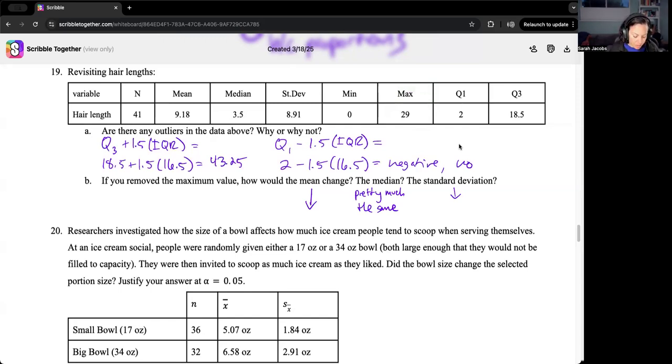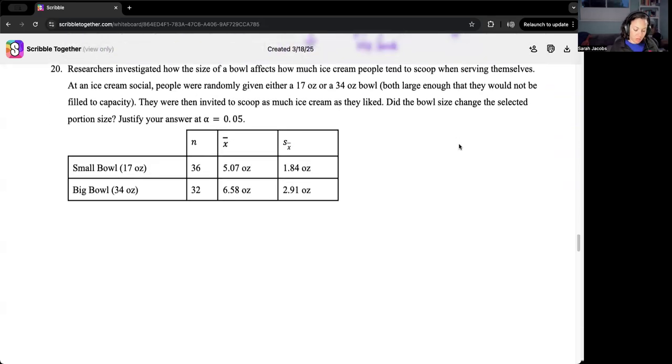Okay. 20. Researchers investigated how the size of a bowl affects how much ice cream people tend to scoop when serving themselves. At an ice cream social, people were randomly given either a 17-ounce or a 34-ounce bowl, both large enough that they would not be filled to capacity. They were then invited to scoop as much ice cream as they liked. Did the bowl size change the selected portion size? Justify your answer at a significance level of 0.05.